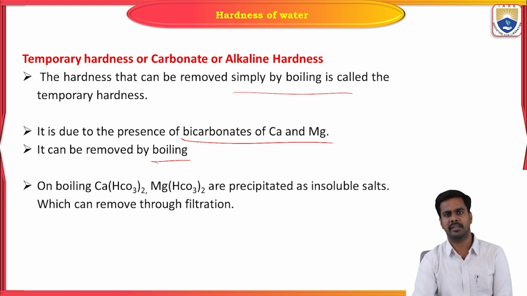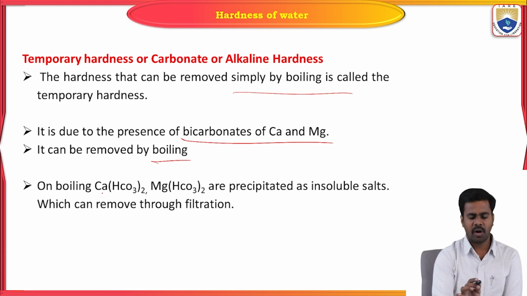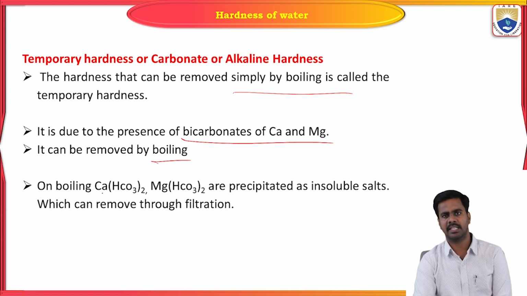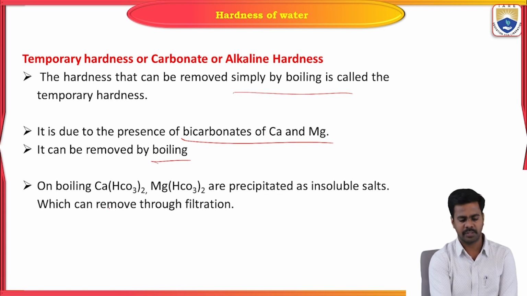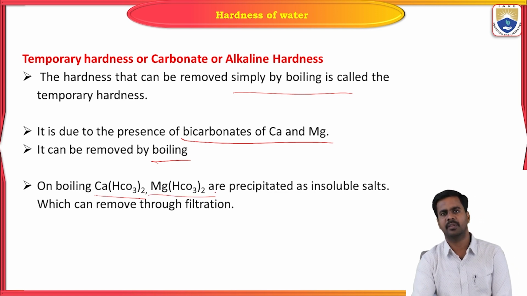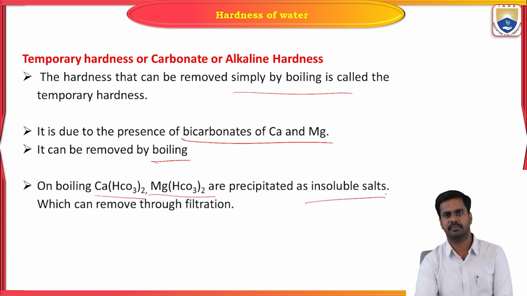So what will happen during boiling of water which contains temporary hardness producing salts? On boiling, the calcium bicarbonates and magnesium bicarbonates are precipitated as insoluble salts. Then these insoluble salts we can remove through the process of filtration.